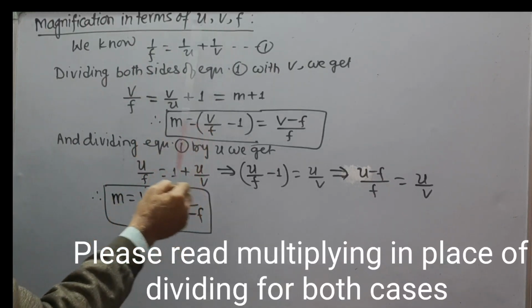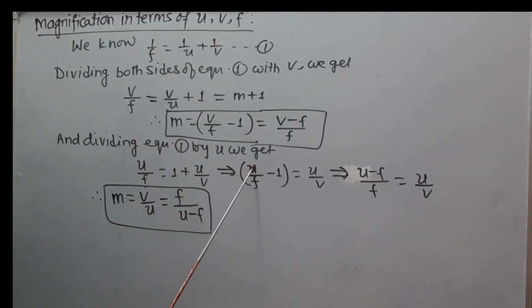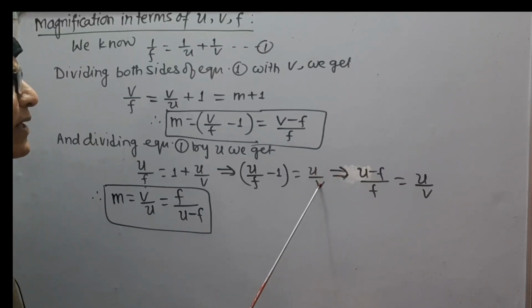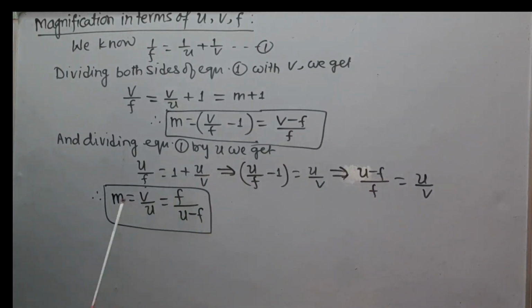Also, dividing both sides of equation 1 by U, we get U upon F is equal to 1 plus U upon V, which may be written as U upon F minus 1 is equal to U upon V. Taking F as LCM on the left hand side, it gives U minus F upon F equal to U upon V, and inverting both sides, we get V upon U is equal to F upon U minus F, which is M. So, this relation gives magnification in terms of F and V, and this relation gives magnification in terms of U and F.